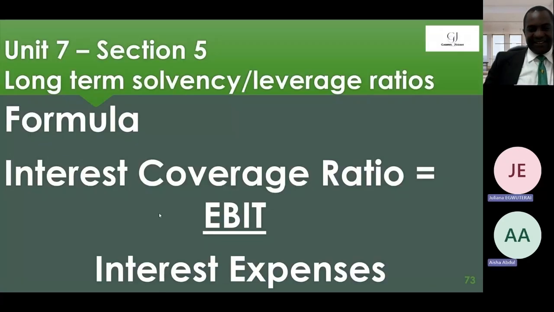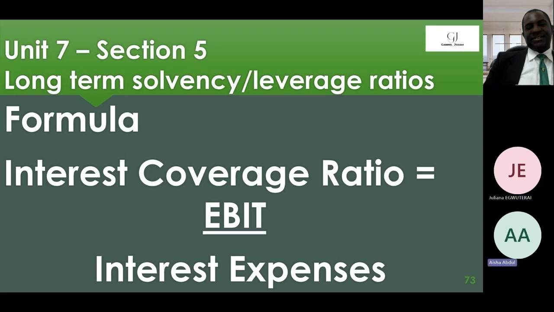Can I take it back a bit? Okay, so that's the formula. Will you do a brief recap for us, Aisha? Is it necessary? Julie? Interest cover is EBIT over interest expenses. What is interest expenses? So the finance cost.